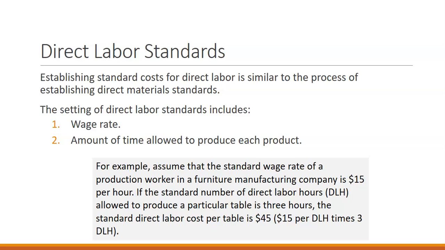Our direct labor standards. Setting those direct labor standards usually includes our hourly wage rate and the amount of time allowed to produce each product. In this example, our employees are paid $15 an hour, and we assume that producing a table takes 3 hours. So the standard direct labor cost per table is $45, or $15 per direct labor hour times the 3 hours required to build that component.